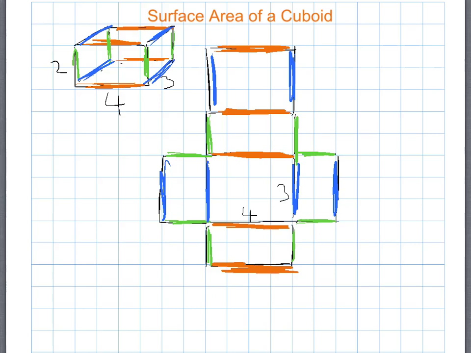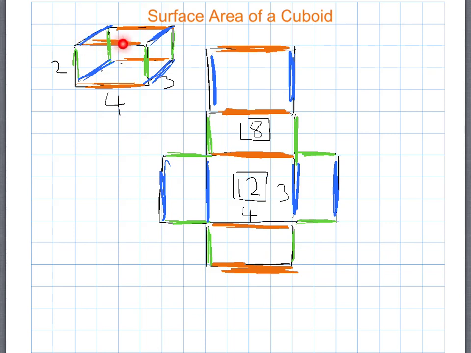We can now work out the area of the base, which is 4 times 3, which gives an area of 12. We could count the squares: 1, 2, 3, 4, 5, 6, 7, 8, 9, 10, 11, 12. But it's quicker just to multiply 4 by 3. If I now want to find the area of this face, I can see that that is going to be 4 by 2, and so my area there is going to be 8.